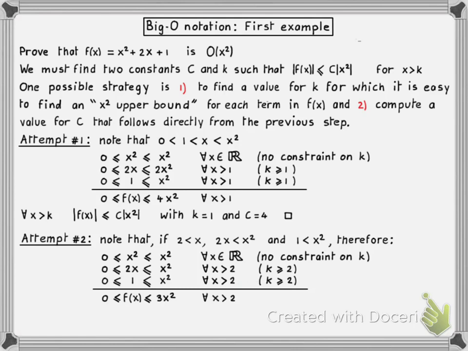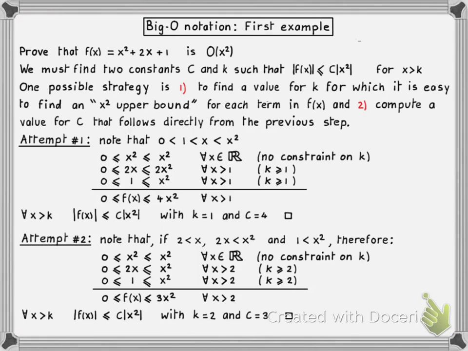And what we just proved is that for all x greater than k, f of x is less than or equal to c times x squared, with the value of k equal to 2 right here, and the value of c equal to 3 right here. And again, I added the absolute values without changing the inequality because all of these numbers are positive anyway.